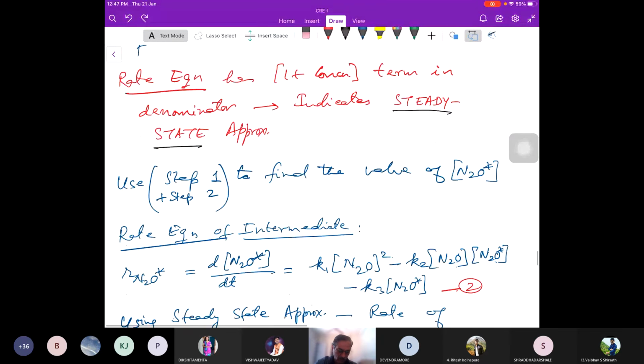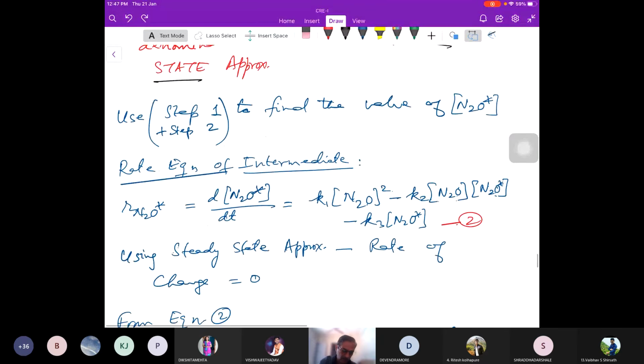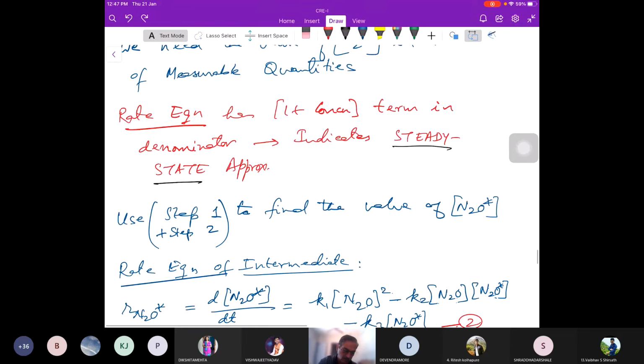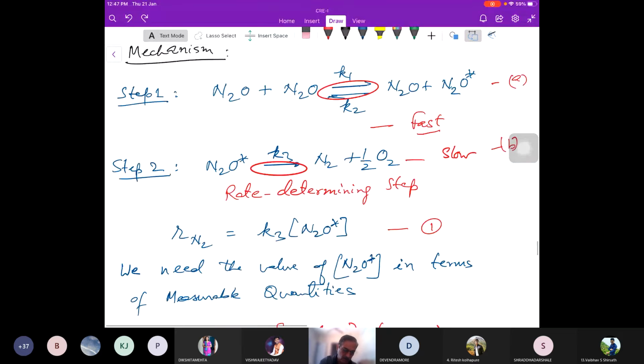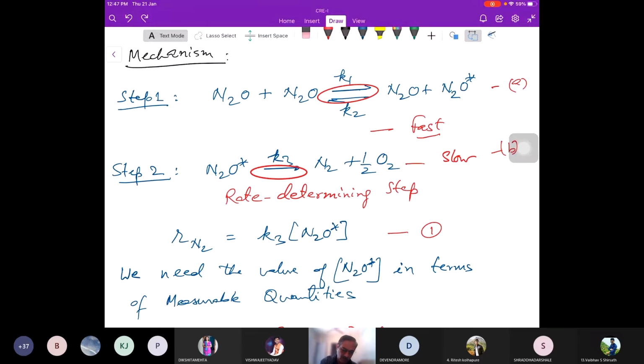ठीक है. So we have to combine step 1 and step 2. The rate equation of the intermediate: d[N2O*]/dt. For the first step, k1 into [N2O]² will come for the forward reaction, and for the reverse, k2 into [N2O] into [N2O*]. So in the first step, forward is plus, reverse is minus, और एक और आएगा, minus k3 into [N2O*].